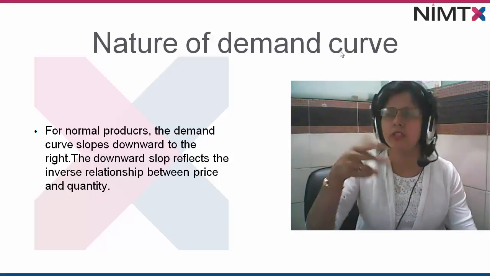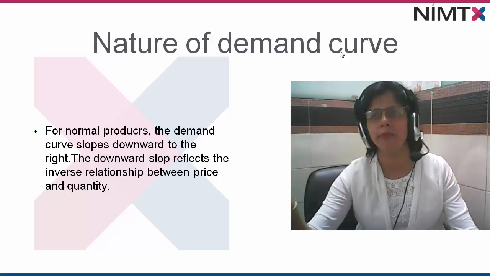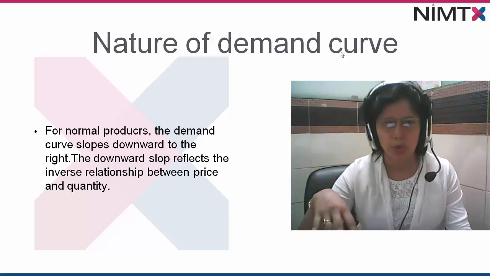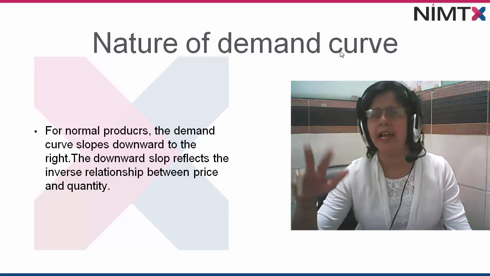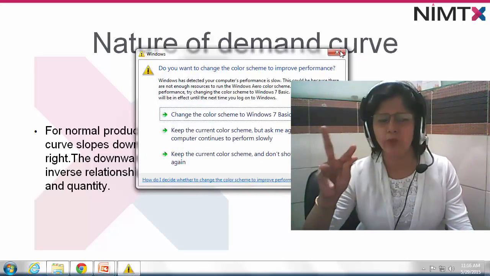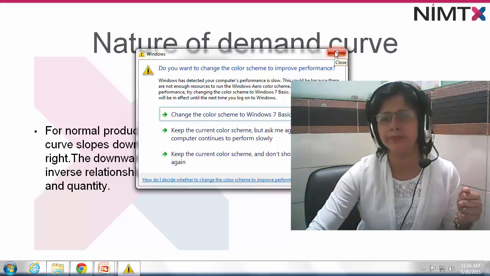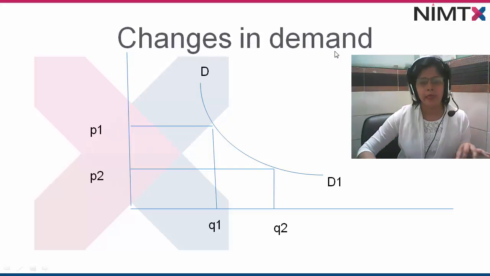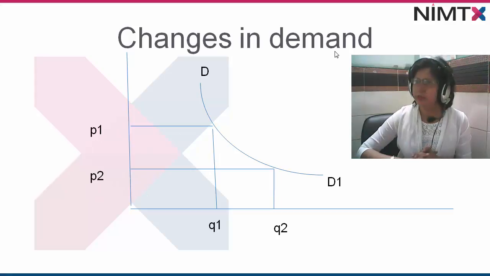The next thing is, now we are discussing the nature of the demand curve. As we studied earlier, the demand curve is inversely proportional to the price. So it has a downward slope. Why is it a downward slope? Because, as I told you, it has an inverse relationship.